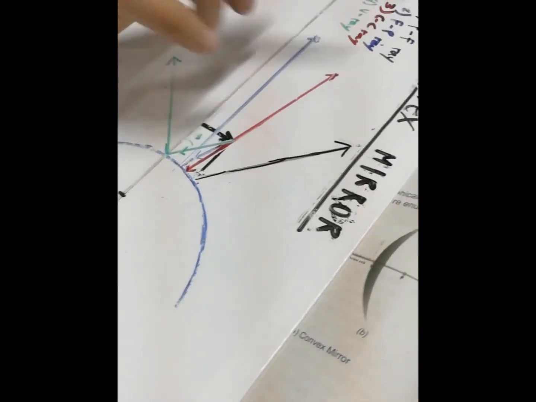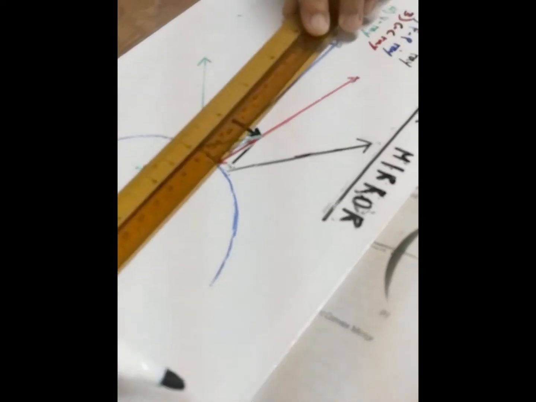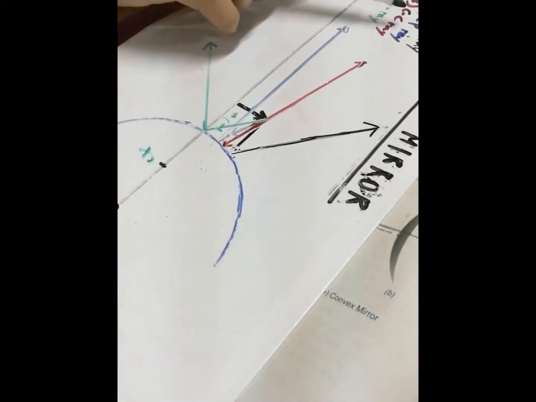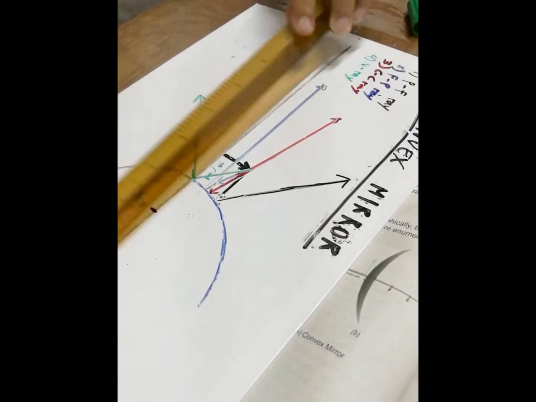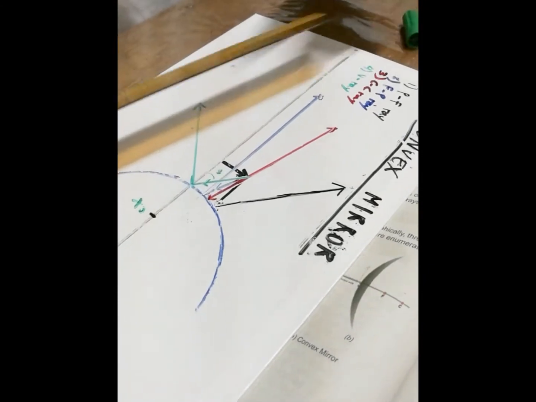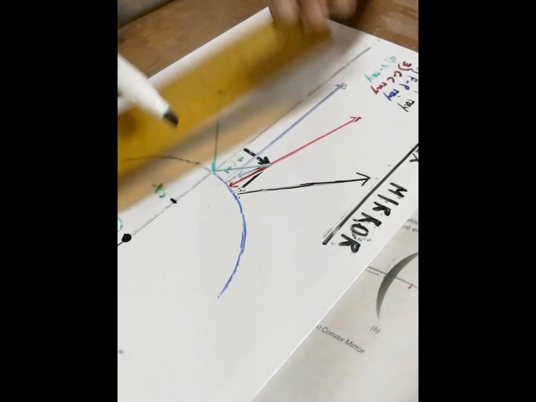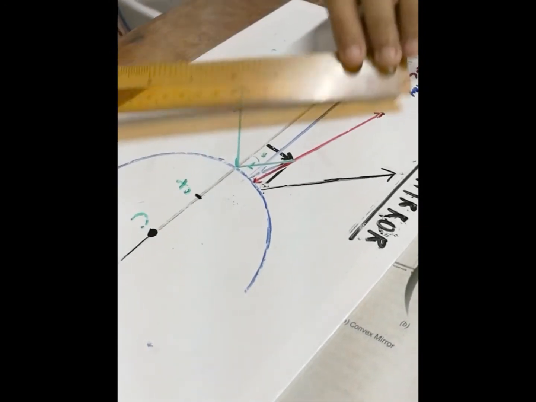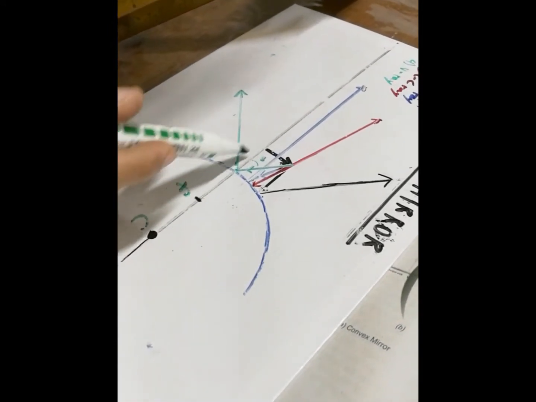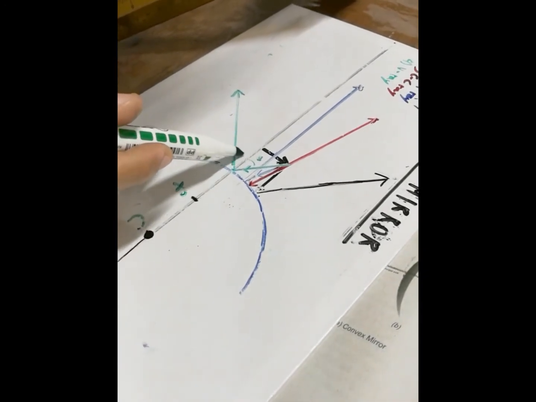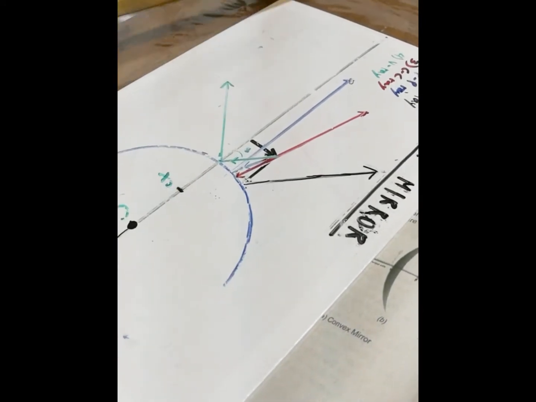Four rays are complete. The PF ray is the black one: parallel, then aligns with the focus. The FP ray is the opposite. It aligns with the focus first, hits the mirror, and then gets reflected in a parallel manner. The CC ray aligns with the center of curvature, and then gets reflected in the same line. The V ray is at the vertex, and whatever angle it forms with the principal axis, you estimate it, and you form the reflected ray in such a way that the angle is the same, right?